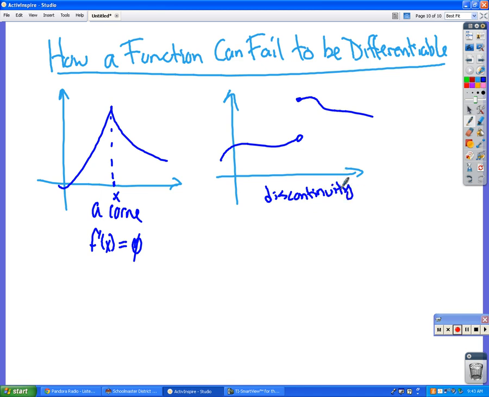There's a discontinuity there, so you can't take the derivative. Possibly. There are situations where that will work, but it's something that we have to check to make sure.